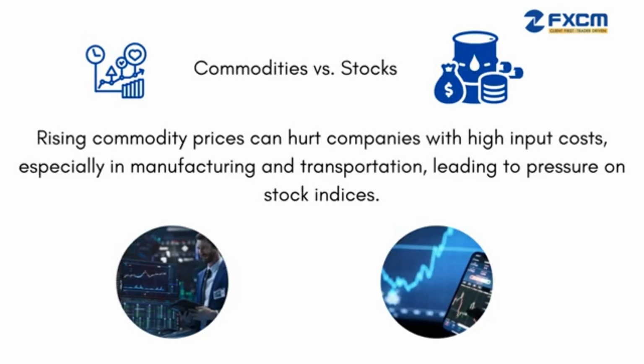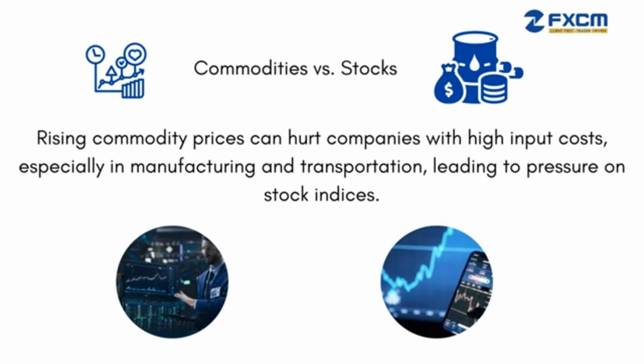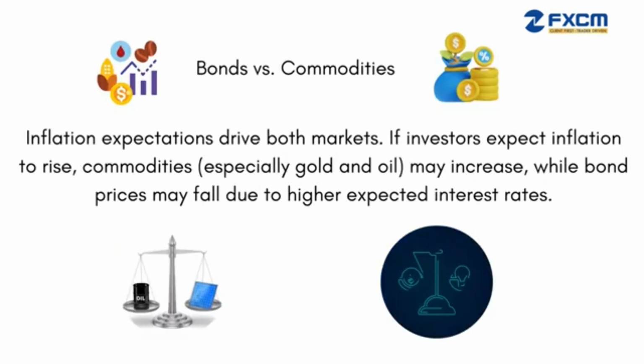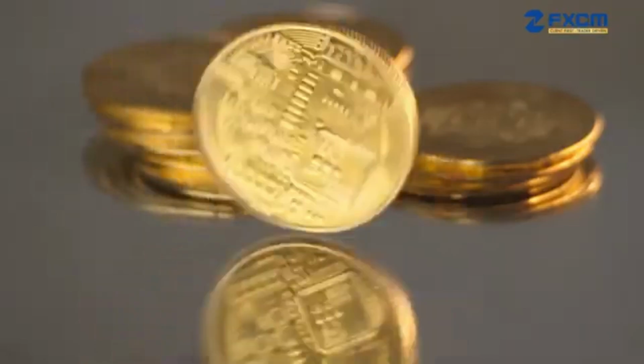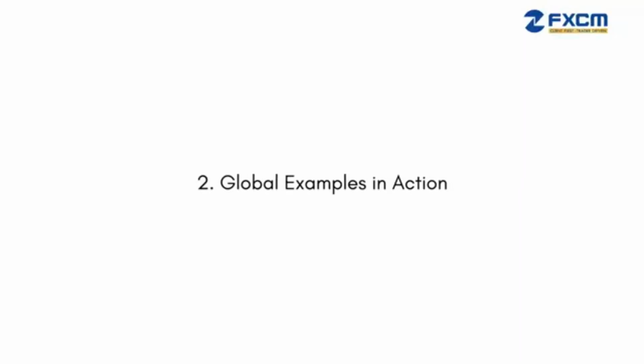Commodities versus stocks. Rising commodity prices can hurt companies with high input costs, especially in manufacturing and transportation, leading to pressure on stock indices. Bonds versus commodities. Inflation expectations drive both markets. If investors expect inflation to rise, commodities, especially gold and oil, may increase, while bond prices may fall due to higher expected interest rates. Second, global examples in action.